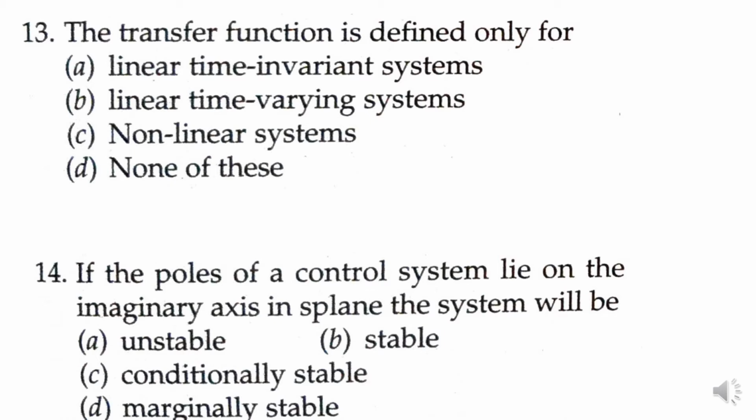Problem. The transfer function is defined only for linear time invariant system, with all initial conditions being 0. That is Laplace transformation of output to the Laplace transformation of input. If the poles of a control system lie on the imaginary axis in the S-plane, the system will be marginally stable. D is the correct answer.